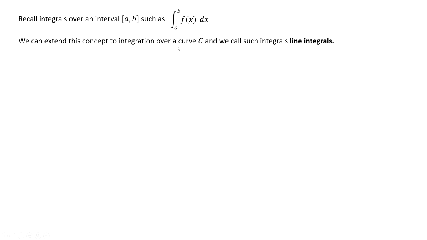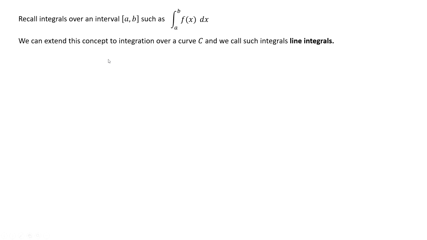It says, I think they should have called it curve integrals because it's not just a line. The line could be a curve. I like that, but unfortunately or fortunately, they call these things line integrals, and we'll stick to that convention. Okay, we extend this concept to integration over a curve C.